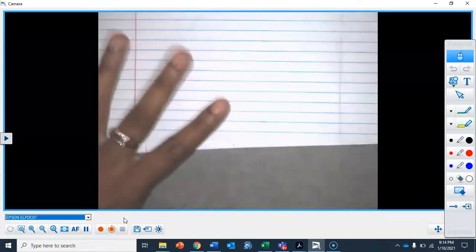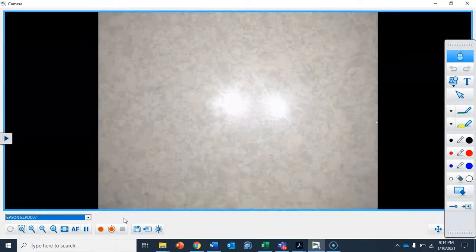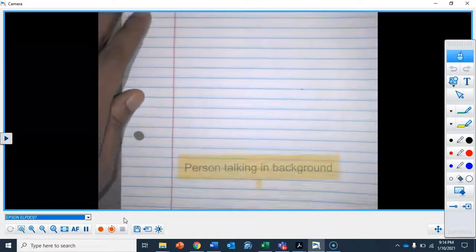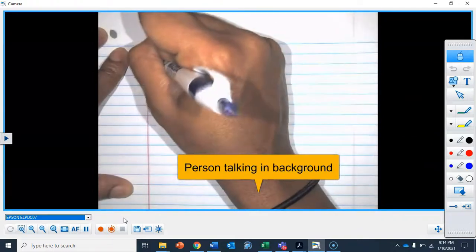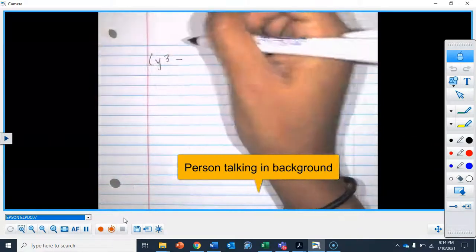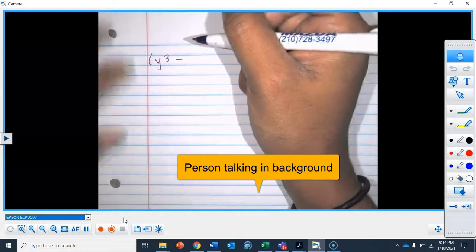I'm going to do one more, and then I will stop the video here. What happens if it has a combination of both addition and subtraction? So y cubed minus, I'll just write the problem down.